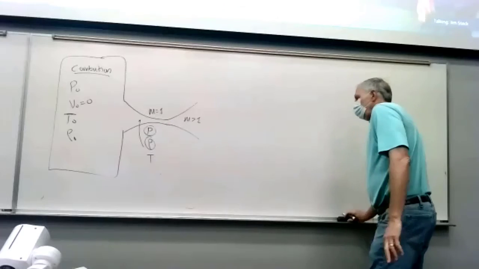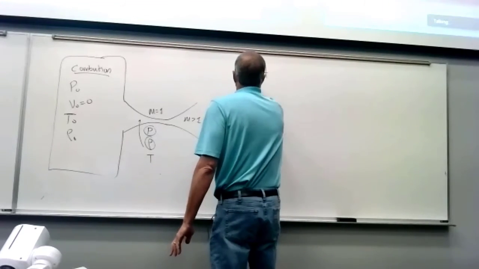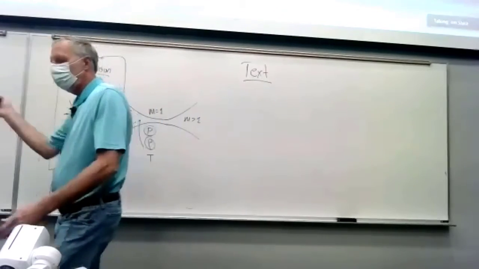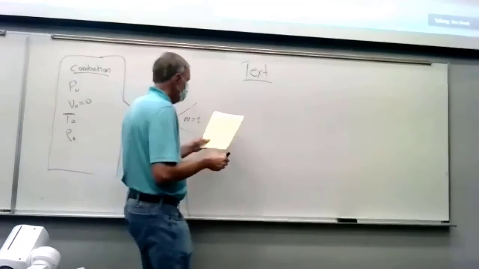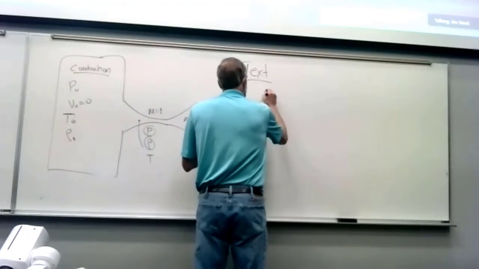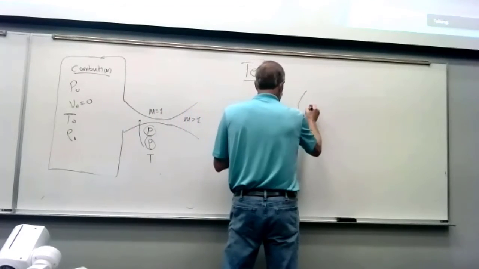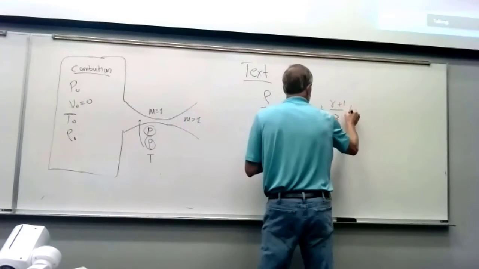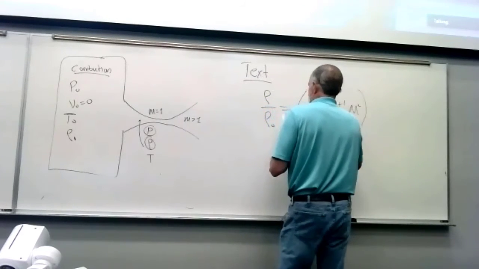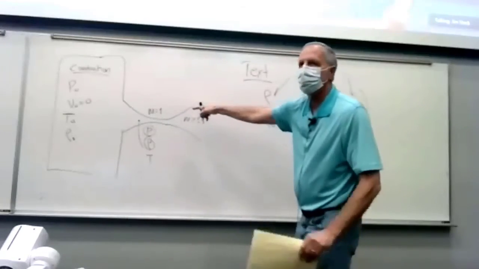I want to pull out one of the equations. Your textbook spends a lot of time on this, but you'll get into this when you take Aero 1 and 2. So we're going to go on to airfoils and wings. But one of the formulas gives you how the density varies with Mach number as you move through this kind of nozzle.